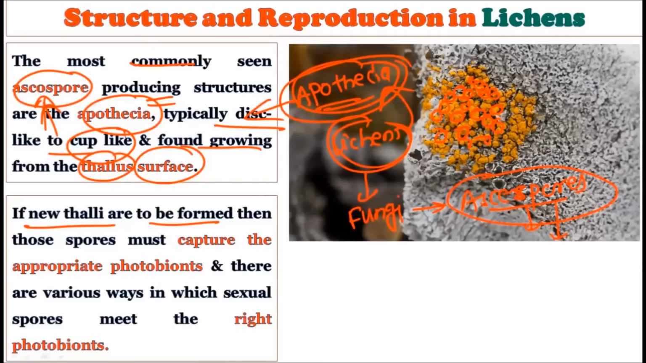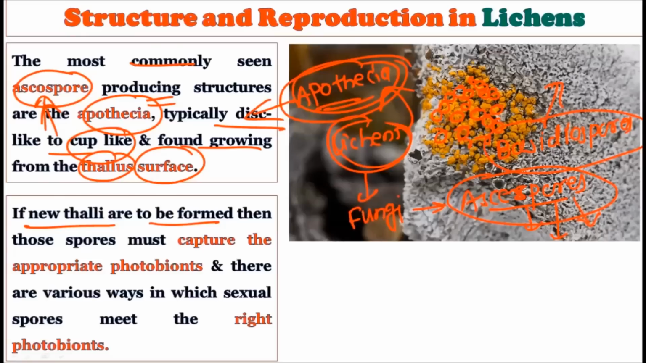These are sexual spores which are found in the lichens. If these ascospores or basidiospores germinate alone, they will create the new fungi. They will not create the lichen, right? Because whether it is the ascospores or the basidiospores, both are fungal spores. They do not contain the photobiont cells. Now, when these basidiospores or ascospores germinate independently, they will form the fungi.